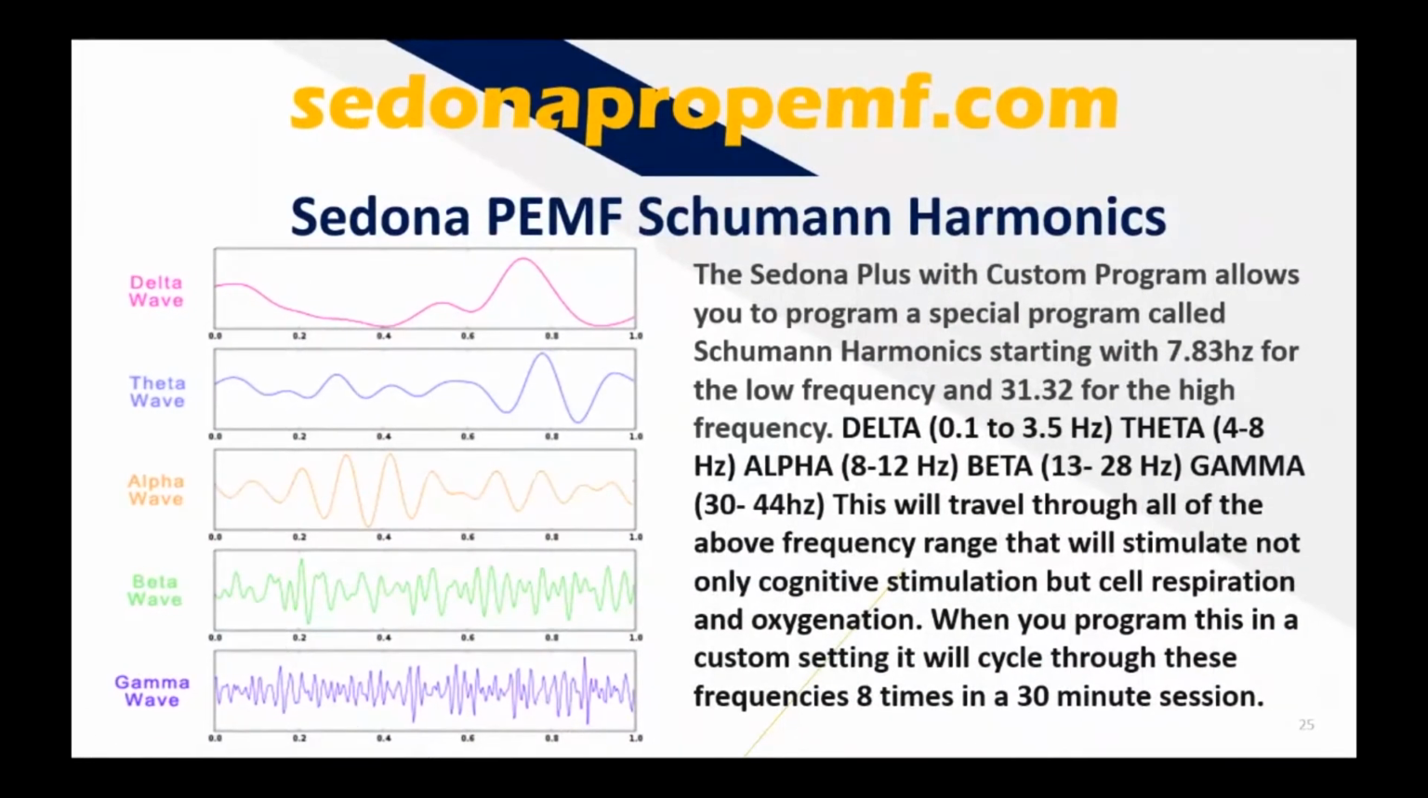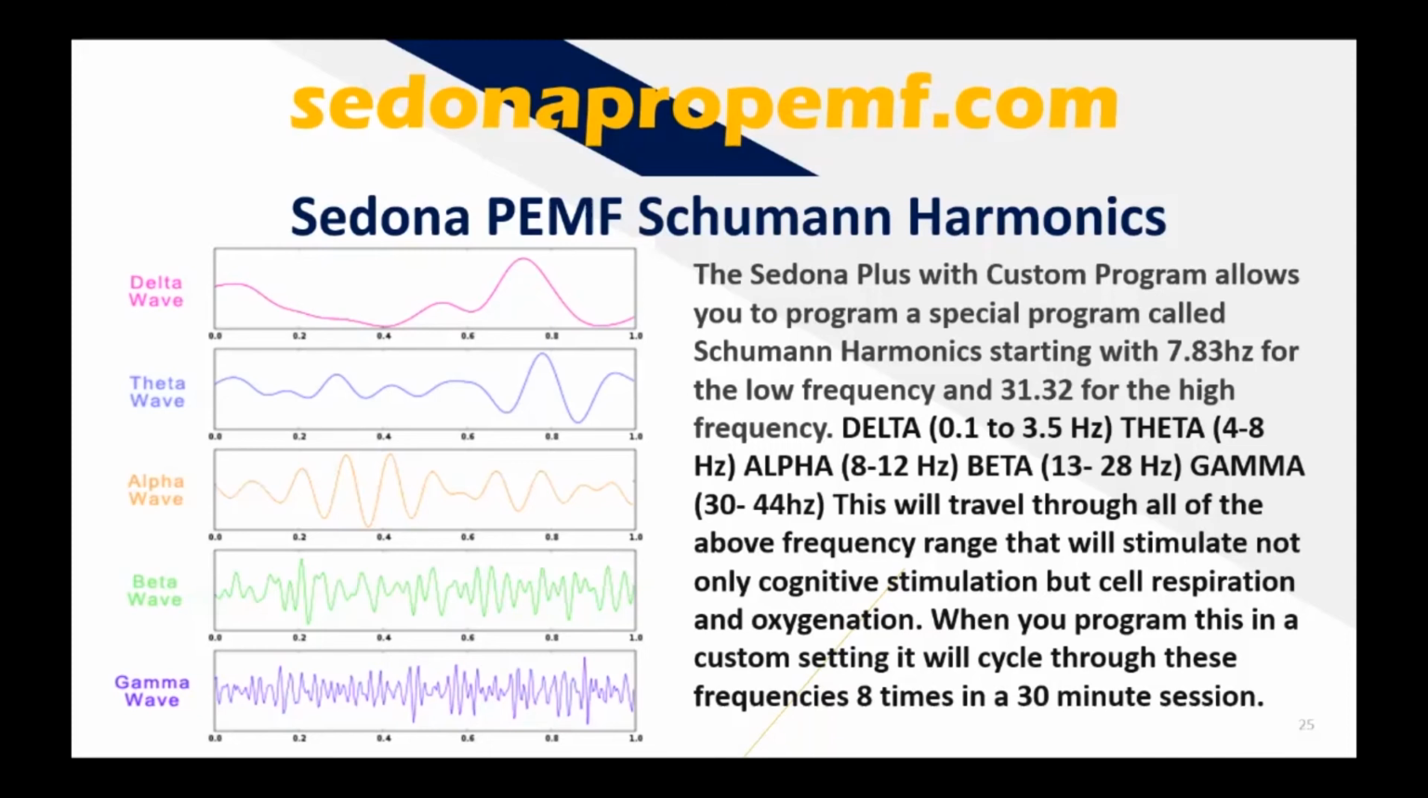Okay, this shows us the Schumann harmonics. We've got the delta wave, the theta wave, the alpha wave, the beta wave, and the gamma wave. Okay, so the Sedona Plus and custom programs allows you to program a special custom called Schumann harmonics, which goes between 7.83 and 31.32. Now, a lot of people call me after the webinars. A lot of people are close to one another and they say, hey, so-and-so's using that special frequency to energize their water and I want that.